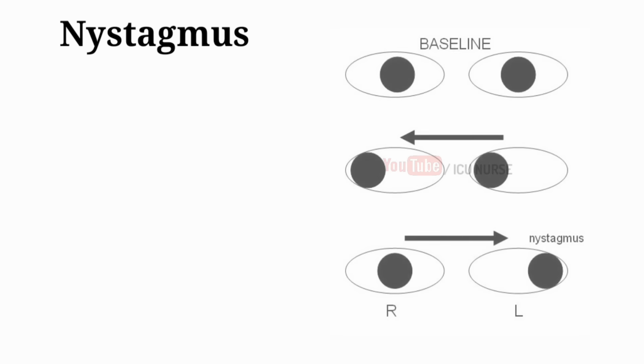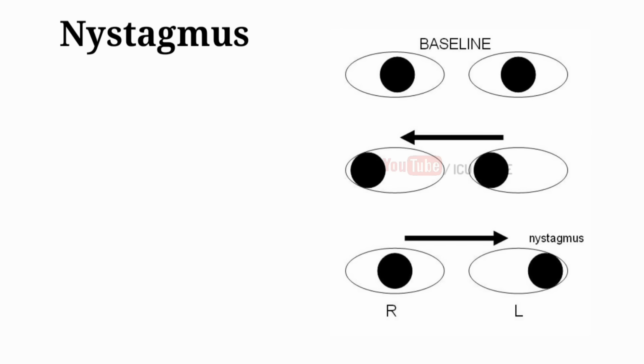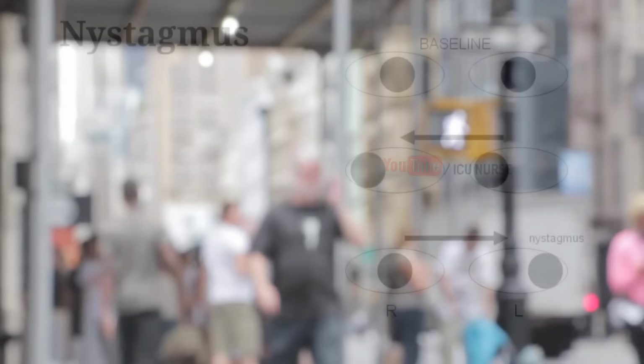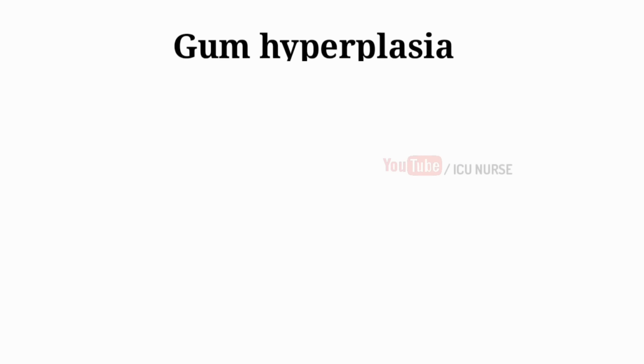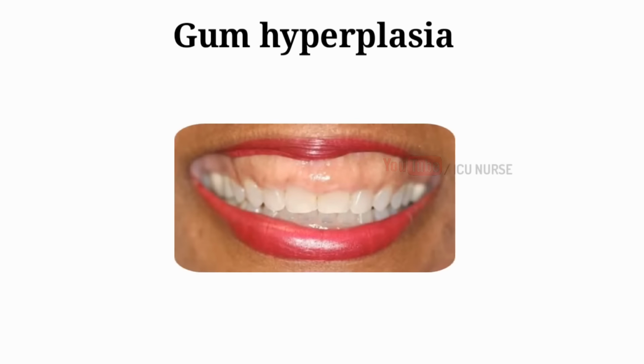Nystagmus is an involuntary eye movement which may cause the eye to rapidly move from side to side, up and down or in a circle, and may slightly blur vision. Gum hyperplasia is an overgrowth of gum tissue around the teeth.